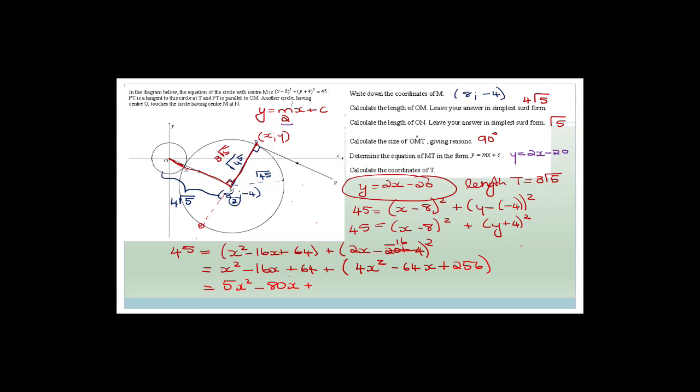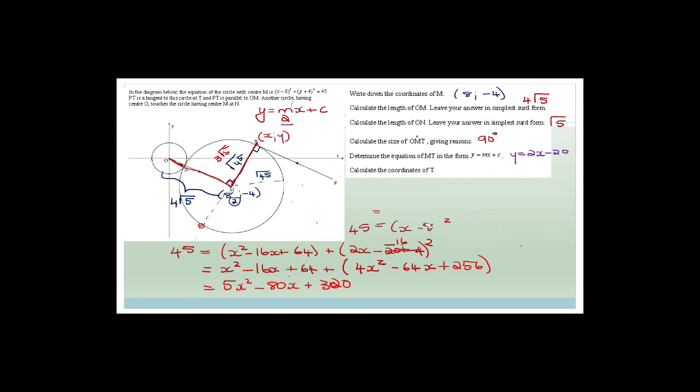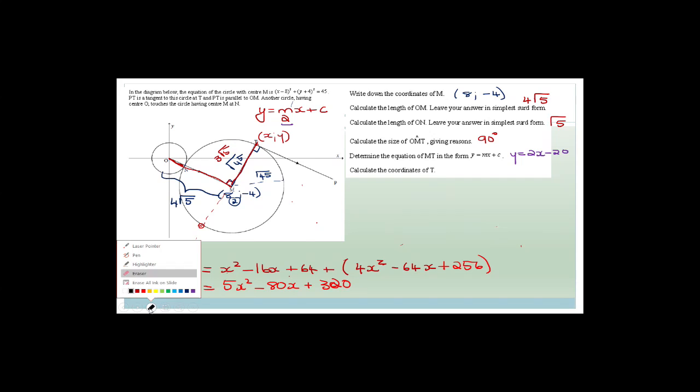64 is 320. Now, do you agree that I can divide everything by 5 and we can get the equation with the coefficient of x squared being 1? So let's do that.